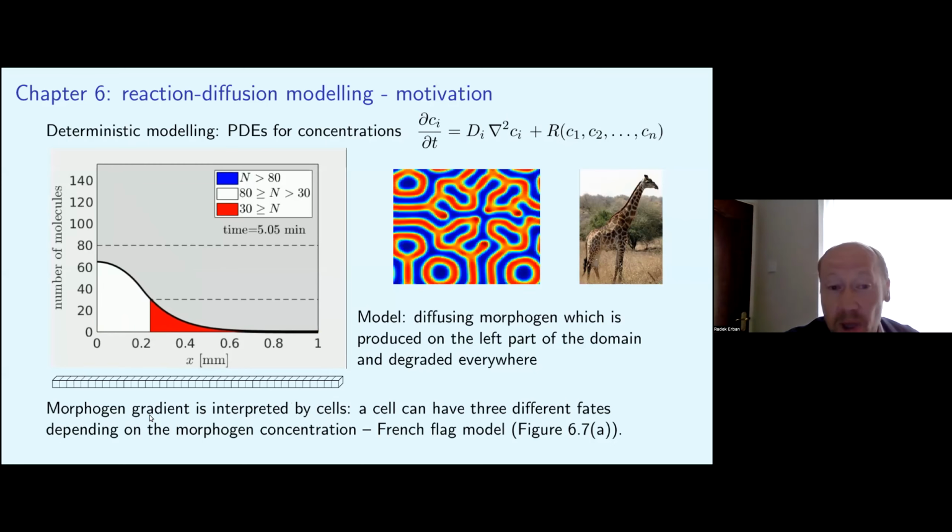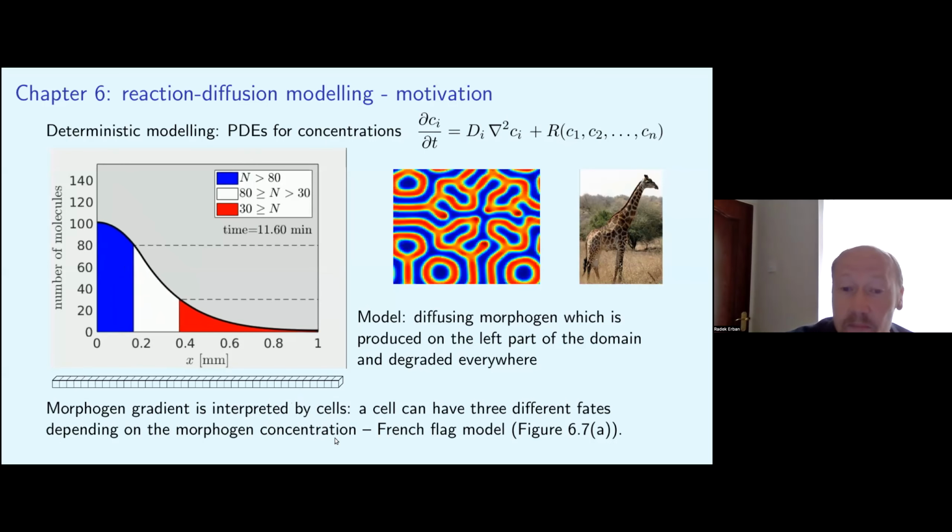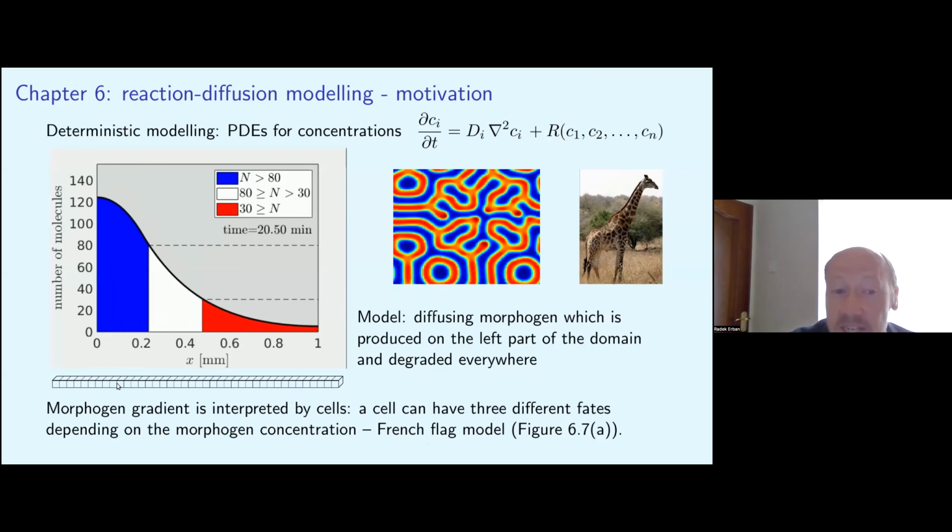Such a model is seen as a basic caricature model in developmental biology for creating patterns. It is sometimes called the French flag model, in the sense that you can assume there is an underlying layer of cells, and these cells can interpret different levels of the signal.